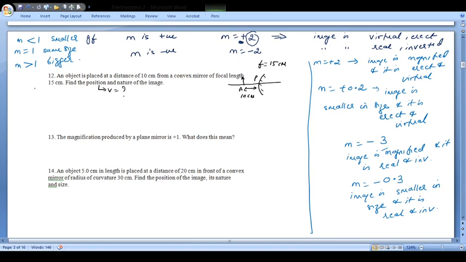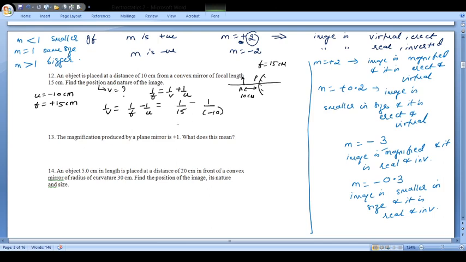So here you will find that u is equal to minus 10 centimeters according to sign convention. f is equal to plus 15 centimeters because it's a convex mirror. So if I use the formula 1 upon f is equal to 1 upon v plus 1 upon u, I want to calculate v. So 1 upon v is equal to 1 upon f minus 1 upon u. Now put the sign of f. f is plus 15, minus of 1 upon u, which is minus 10. So this is how you're going to do it.